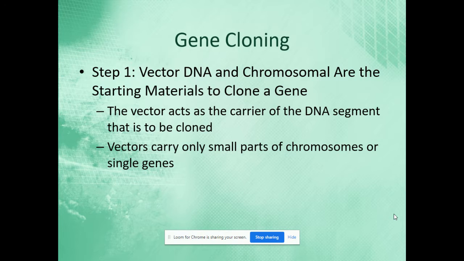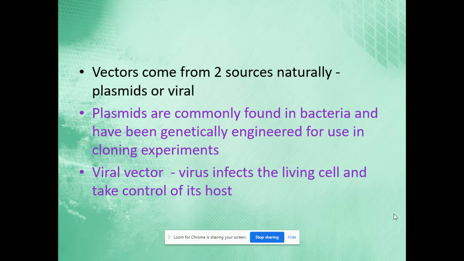In order to do it, we're going to start with step 1, where vector DNA and chromosomal DNA are the starting materials to clone a gene. The vector is going to act as a carrier of the DNA segment that is to be cloned. Vectors carry only small parts of the chromosomes, or they carry single individual genes. Vectors come from 2 sources naturally. It's either going to be a plasmid from a bacteria, or a viral vector.